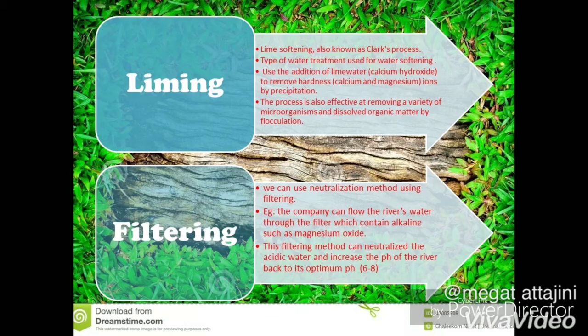By the filtering process, we can use the neutralization method using filtering. For example, the company can flow the river's water through a filter which contains an alkaline such as magnesium oxide. This filtering method can neutralize the acidic water and increase the pH of the river back to its optimum pH.